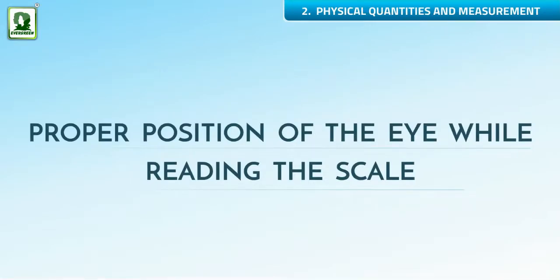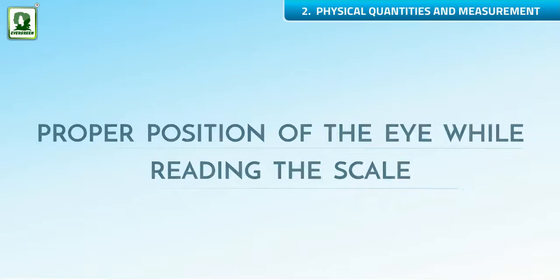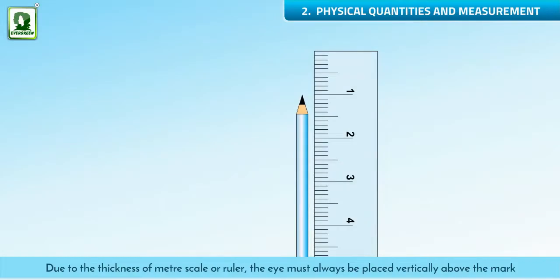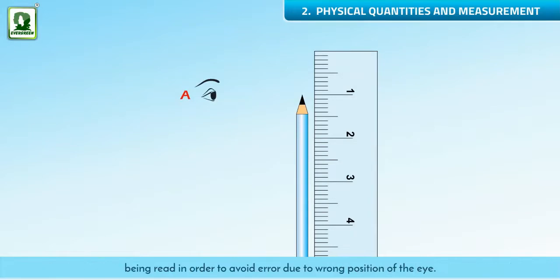Proper position of the eye while reading the scale. Due to the thickness of the meter scale or ruler, the eye must always be placed vertically above the mark being read, in order to avoid error due to wrong position of the eye.